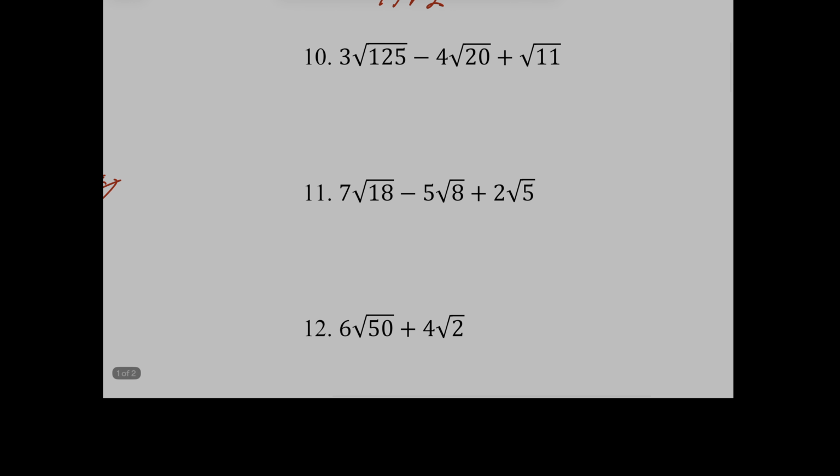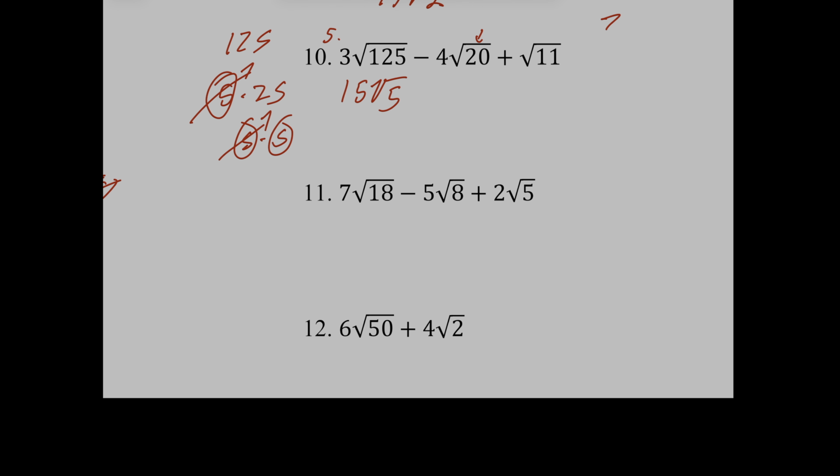Number 10, 125. Well, when I see 125, because of my days of playing video games in the 1980s, I know that 125 is just 5 quarters. Okay? And then I know that 25 is 5 and 5. There's a pair of 5s. I'm going to pull that out and match it with that 3. So I'm going to get 15 root 5. Now I know I can do something with the 20, so I'm going to pull off over here, and I'm going to break that down into 4 times 5, which is 2 times 2.